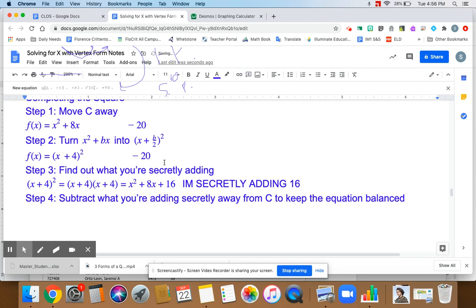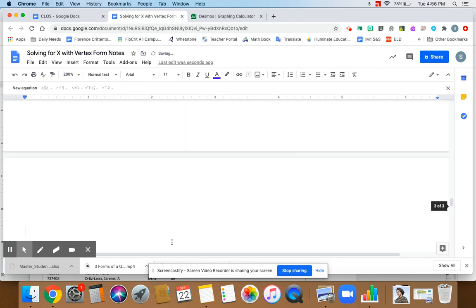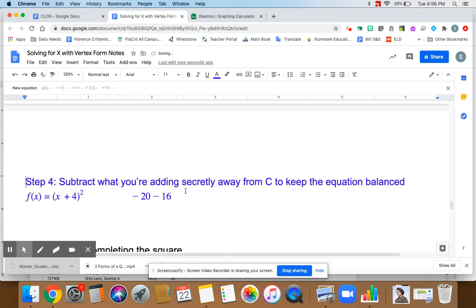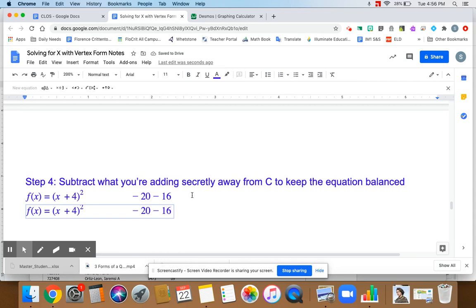So that means I need to take this, and this has a secret plus 16 in it, so I need to minus that 16 away to keep it balanced. Now this is my answer, but negative 20 minus 16 is negative 36. And so now I'm in vertex form.